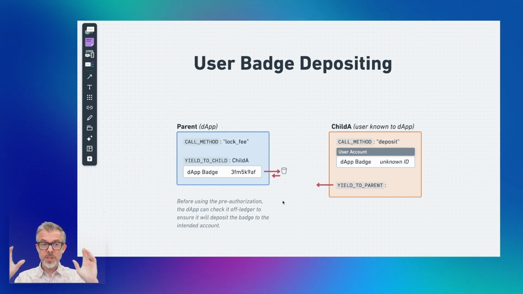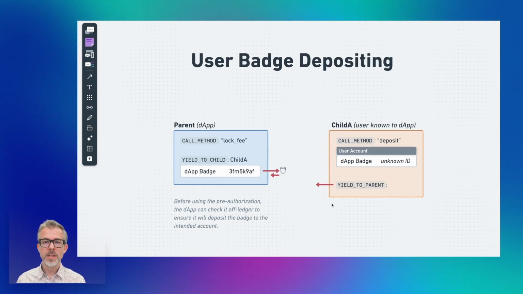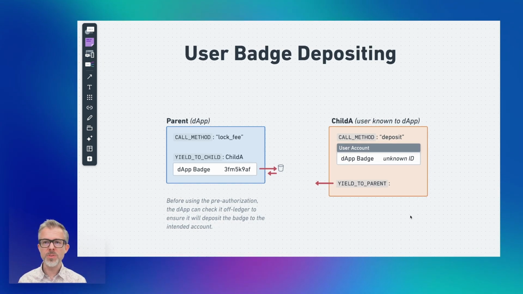But pre-authorizations make this really nice. And in fact, the user doesn't even have to have any XRD. You can just get them their user badge. And the way you do that is you propose to their wallet a sub-transaction, a pre-authorization request, and all that pre-authorization request says is, deposit a dApp badge to your account. The dApp badge being the badge that you're creating from your system. You know that you have a certain resource that you're using for doing this.